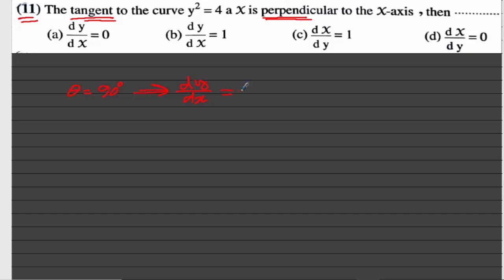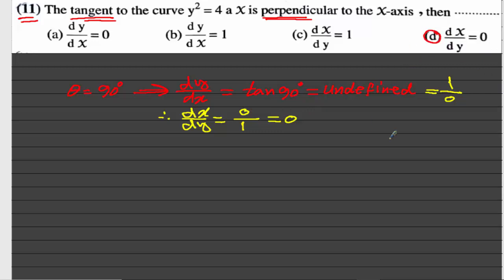dy/dx, it is the slope of the tangent, equals tan theta, which equals tan 90. It is undefined, so you can write it in the form of the fraction 1 over 0. That means dx/dy equals 0 over 1, which equals 0. So we will choose letter D.